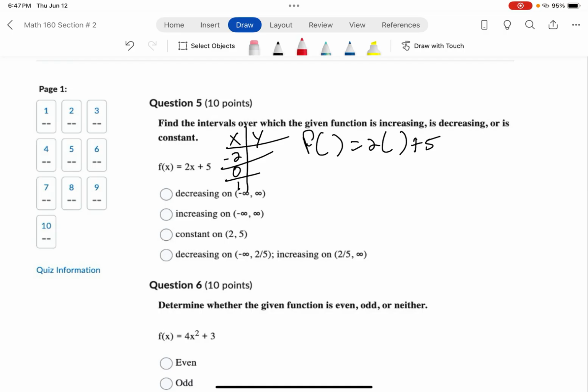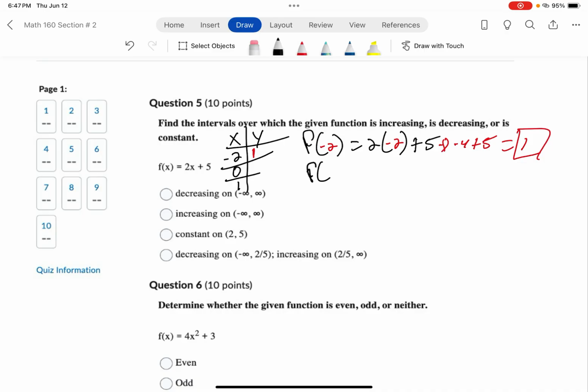This is for my first number, which is -2. Here we first multiply: 2 times -2 is equal to -4, and then plus 5. How much is this? This should be equal to 1. First number, 1.